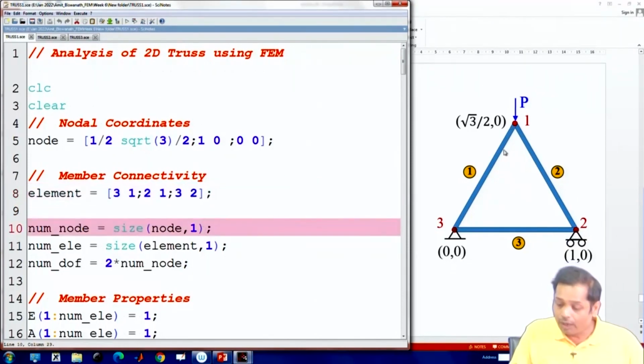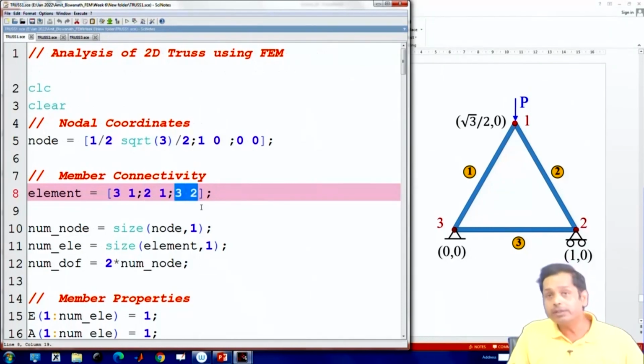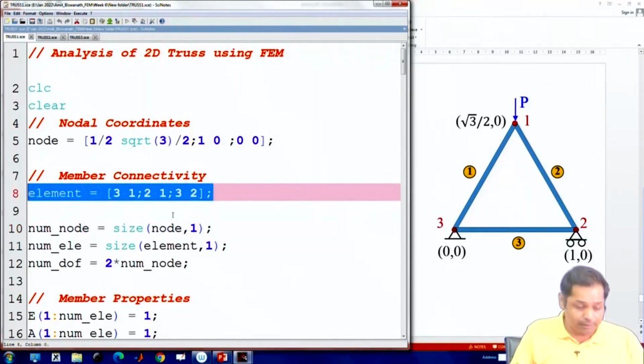Now if we see our problem, element number 1 is connected between node number 3 and 1, so it is 3 and 1. Element number 2 is connected between 2 and 1, this is 2 and 1, and element 3 is 3 and 2. As we discussed in the last class also, based on the connectivity, the orientation needs to be given. Okay, so this is your node and element.